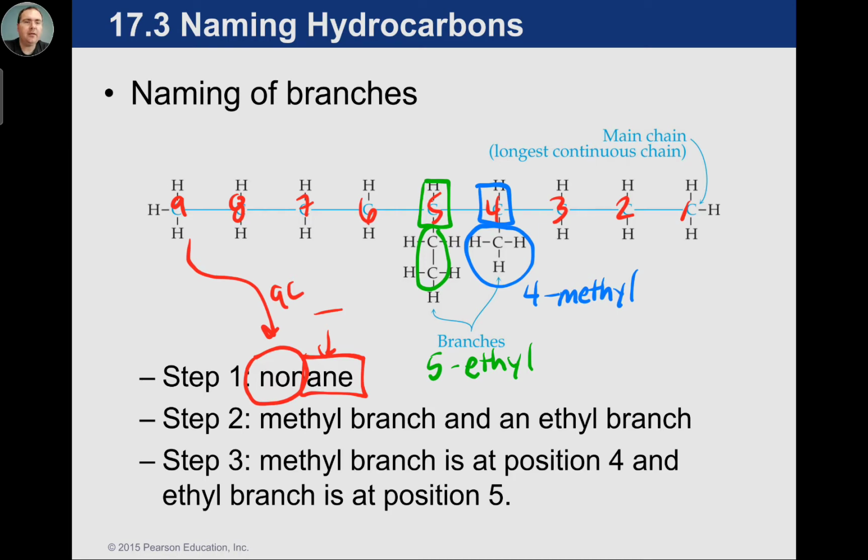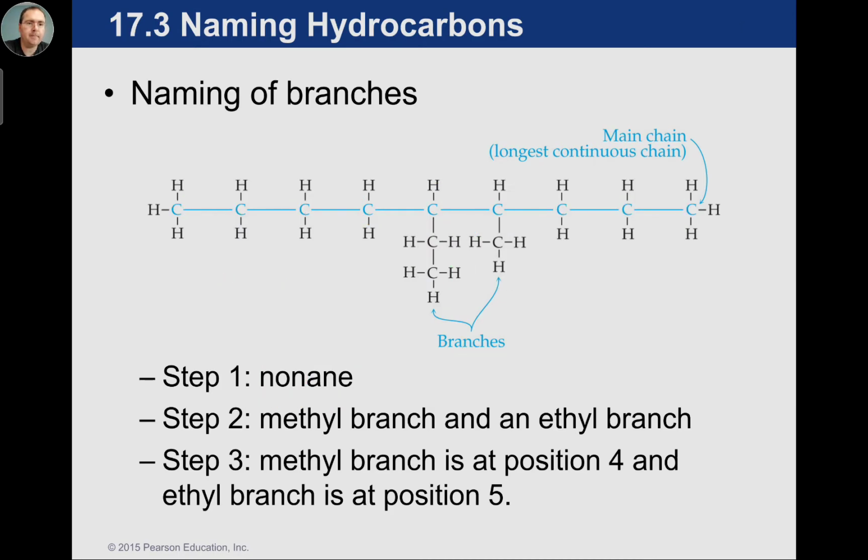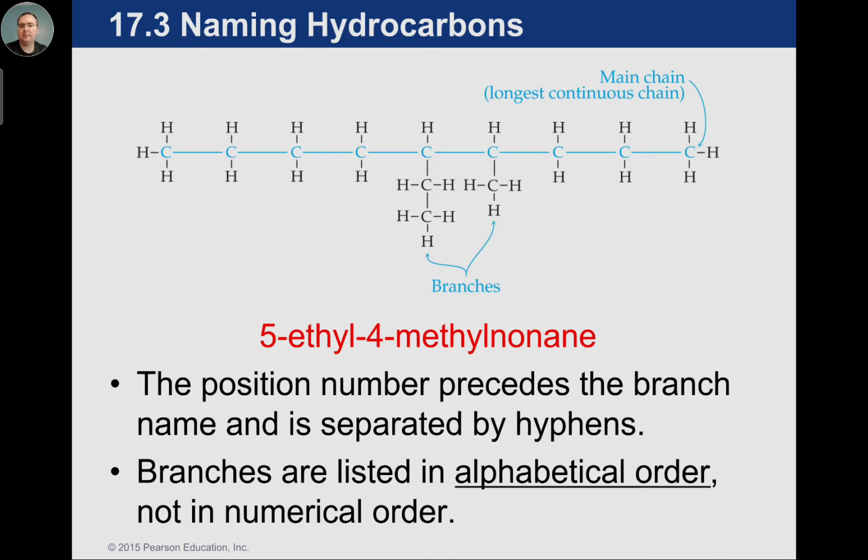And then to put this together, we realize alphabetical order is still important. So here we have an E before an M, and then our parent goes last. So 5-ethyl, 4-methyl, nonane, all crammed together. Alphabetical order will be important if we have more than one branch, and that would organize them based on E versus M in this case.